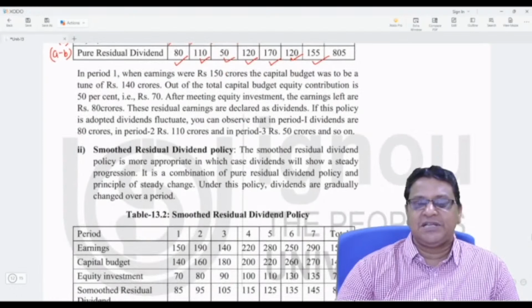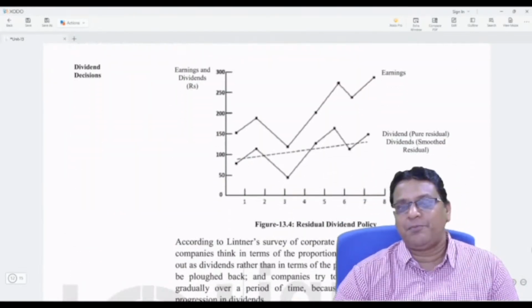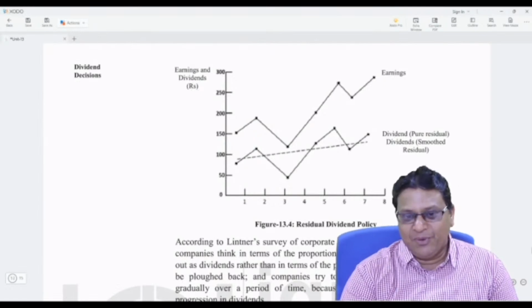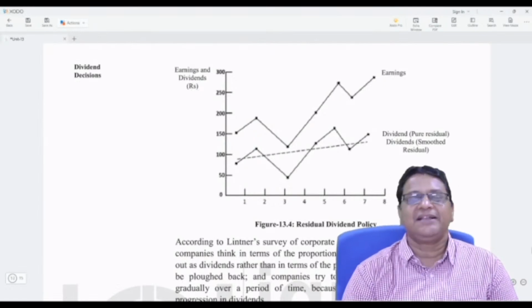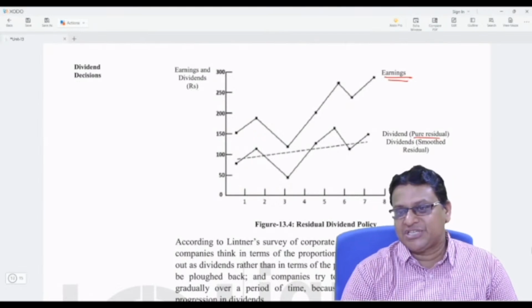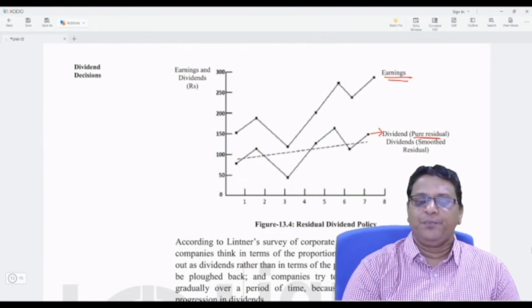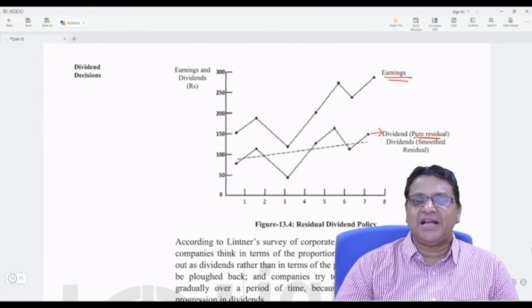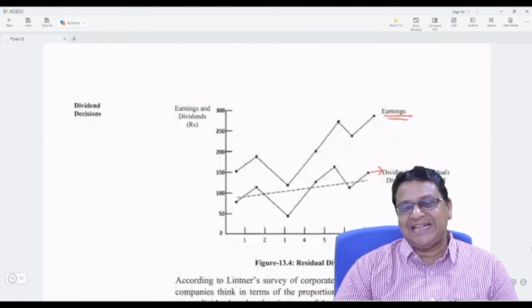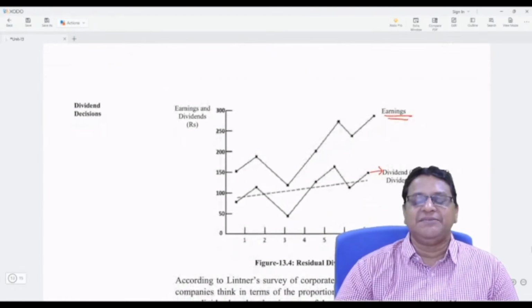Okay. Now please see, this can be explained with the help of the following diagram. Earning is given and pure residual dividends are given. So this is earning and this is pure residual dividend. Now, you see that in case of pure residual dividend, there are erratic fluctuations in dividend.